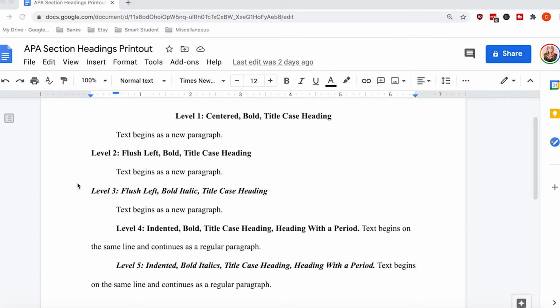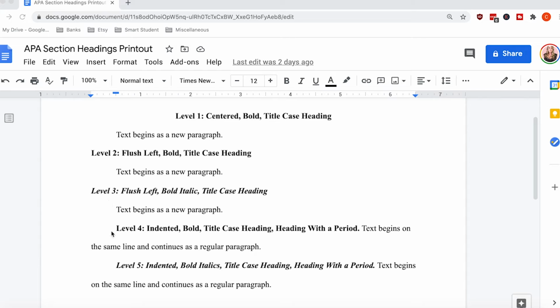Now, moving on to level 3 headings, which again are the subsection of level 2. Level 3 headings are going to follow the same formatting as level 2, except level 3 is going to be italicized, indicating that it is a subsection of level 2.